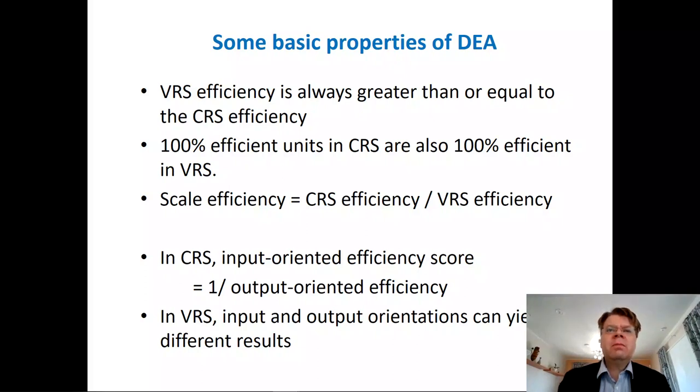Another property is that if some unit is 100% efficient under constant returns to scale specification, then it must be also 100% efficient in the variable returns to scale specification. However, the reverse is not true. So any unit that is efficient in the variable returns to scale specification does not have to be efficient in the constant returns to scale, but at least some of them have to be efficient. So this also indicates that it might be interesting to compare the variable returns to scale and constant returns to scale efficiency scores. And this is indeed possible.